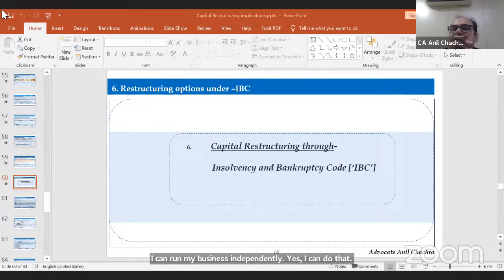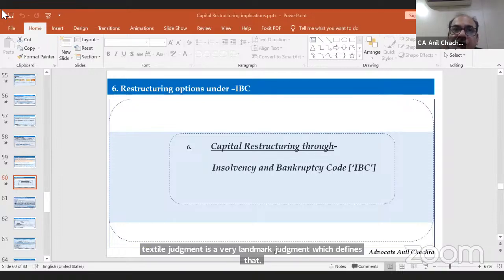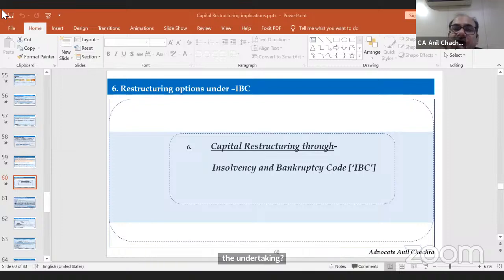The Indorama Textile judgment is a very landmark judgment which defines the meaning of the undertaking, right? So yes, the answer would be yes, in my opinion. The company can demerge its business.